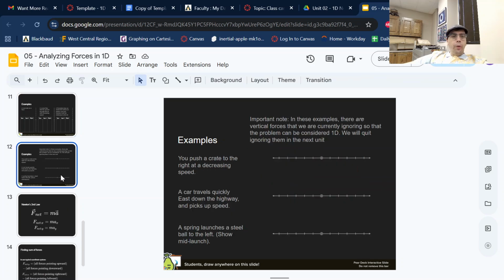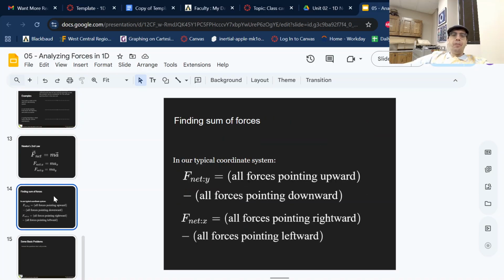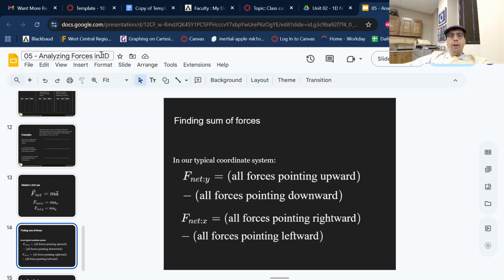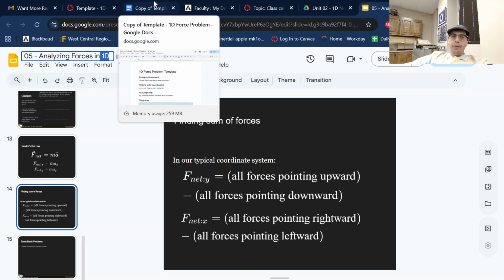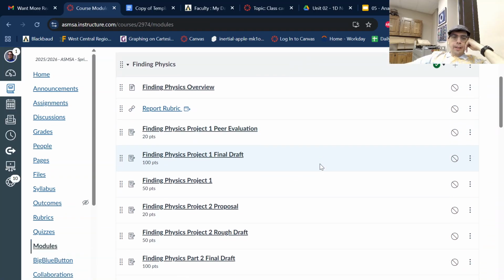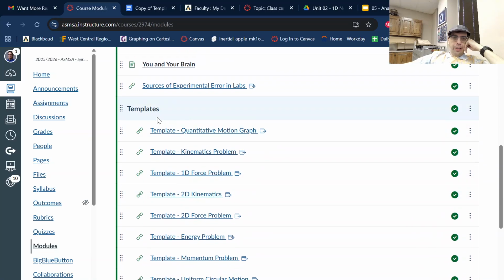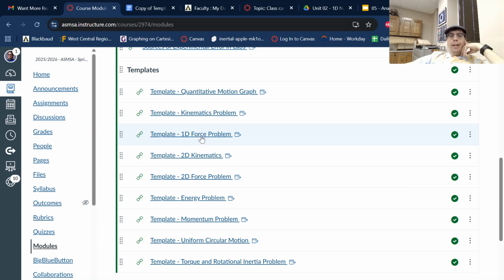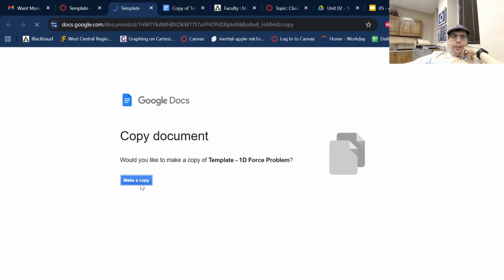And so we're going to apply that to solving some example problems. So for now, we're still going to worry only about one-dimensional motion. And so we're only going to be doing up versus down or right versus left. And you'll see that as we do some examples. I've added a new template, so if you go to our course materials under templates, 1D force problem is what we're going to be using right now. So you can make a copy of that.